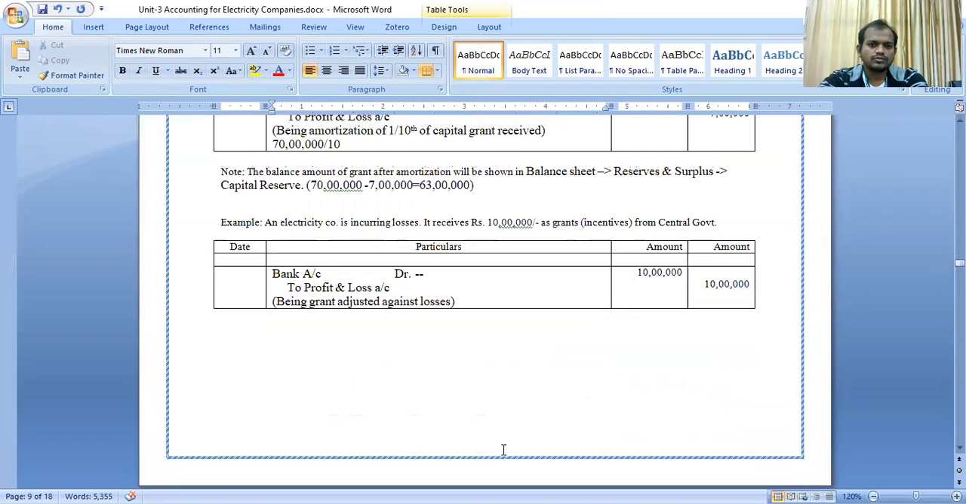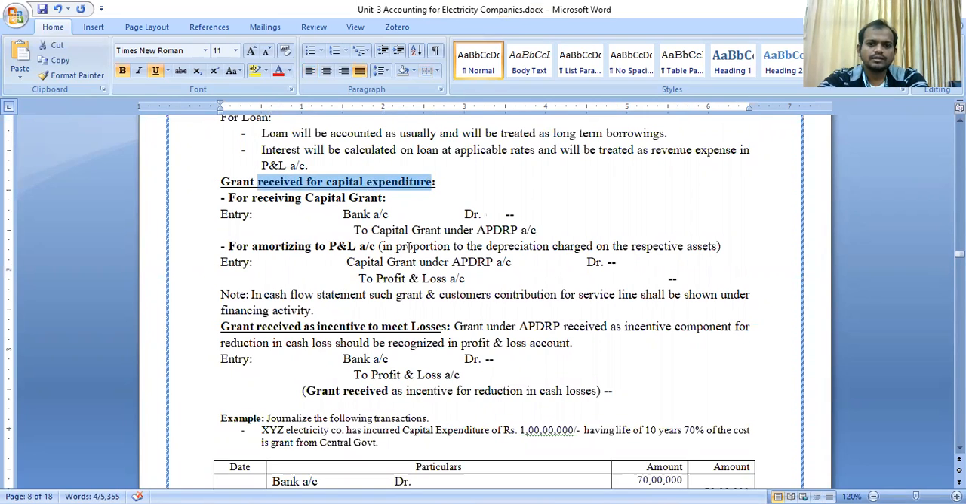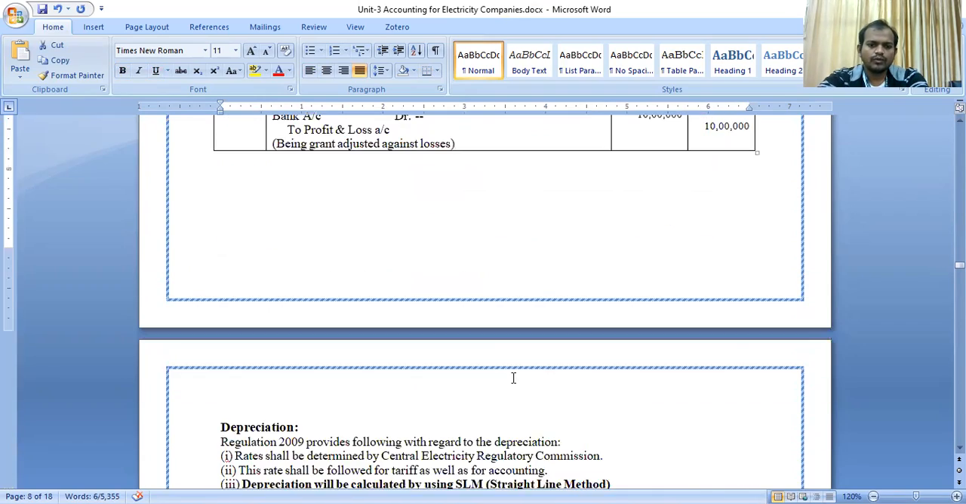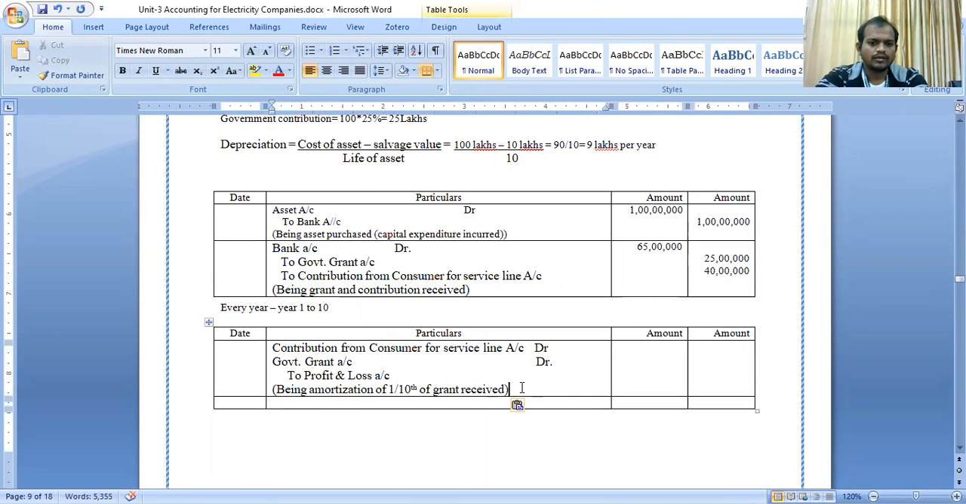As we discussed so far, if we receive a grant for capital expenditure, we have to amortize it in proportion to the depreciation charged. We always calculate depreciation on the straight line method. So likewise, during the life of the asset, the 10 year period, this amortization will happen, in the sense, 1/10 of the grant received.